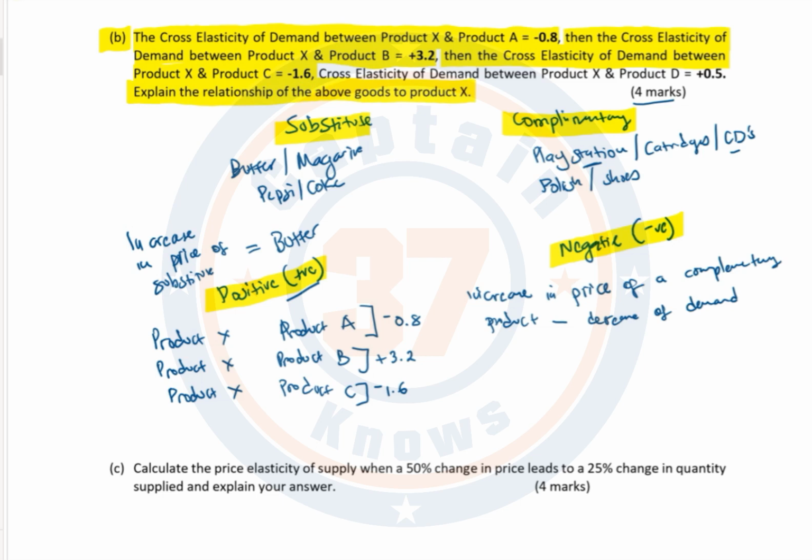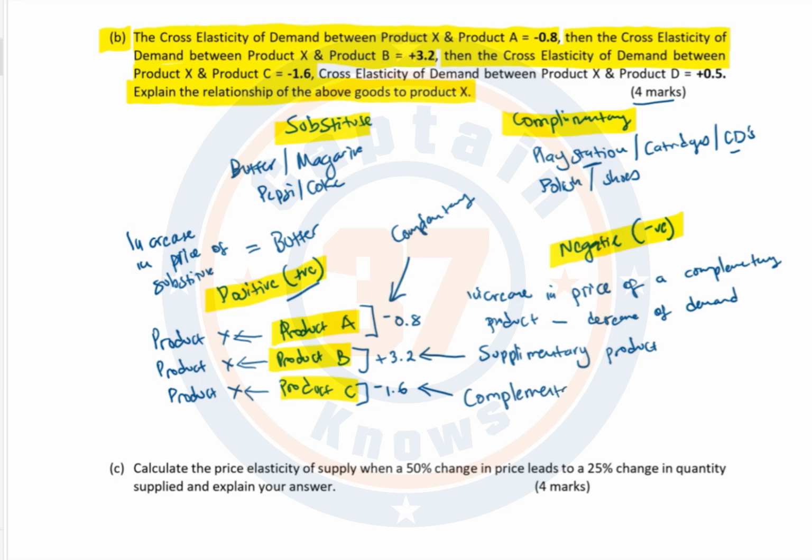So the relationship of product A to X is that it is a complementary product. The relationship of product B to X is that it is a substitute product. And the relationship between product C and product X is that, what is the relationship? It's negative, right? It is a complementary product.